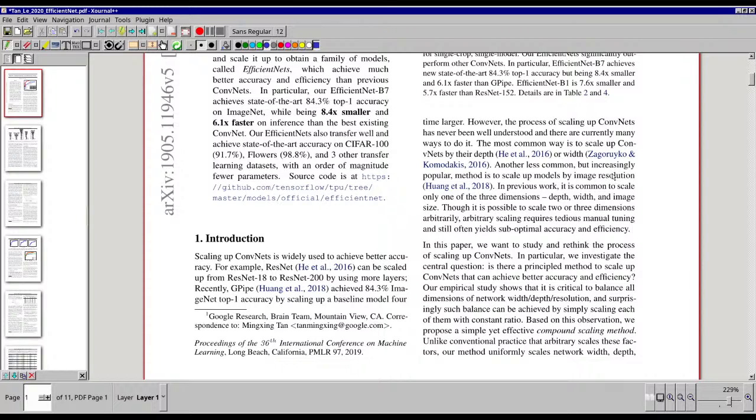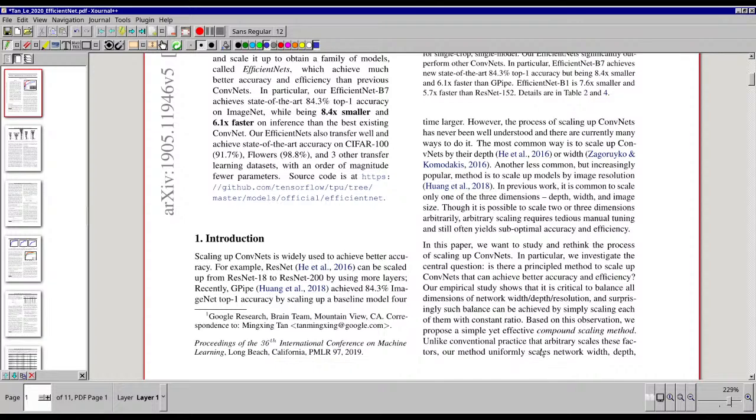In this paper, we want to study and rethink the process of scaling up ConvNets. In particular, we investigate the central question: is there a principled method to scale up ConvNets that can achieve better accuracy and efficiency? Our empirical study shows that it is critical to balance all dimensions of network width, depth, and resolution, and surprisingly, such balance can be achieved by simply scaling each of them with a constant ratio. Based on this observation, we propose a simple yet effective compound scaling method.